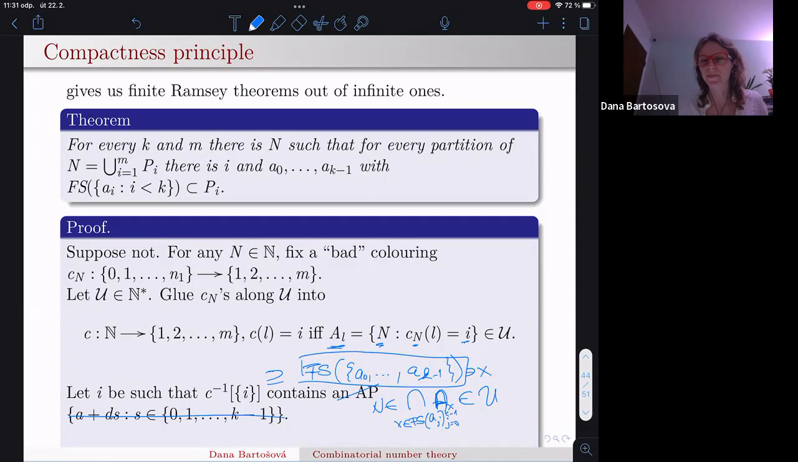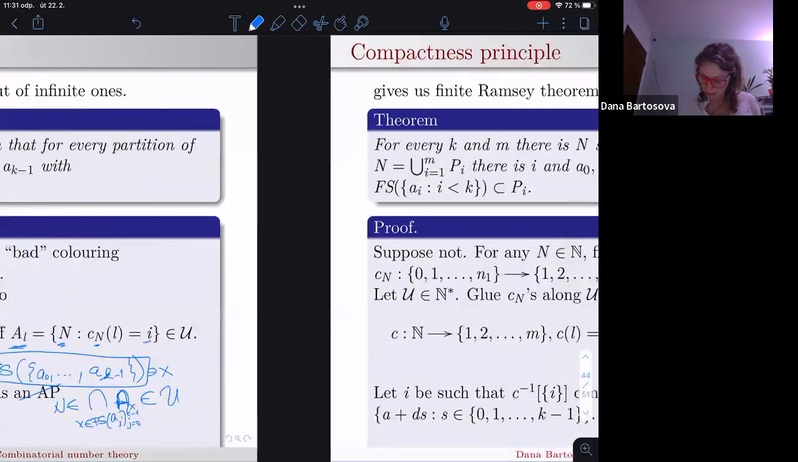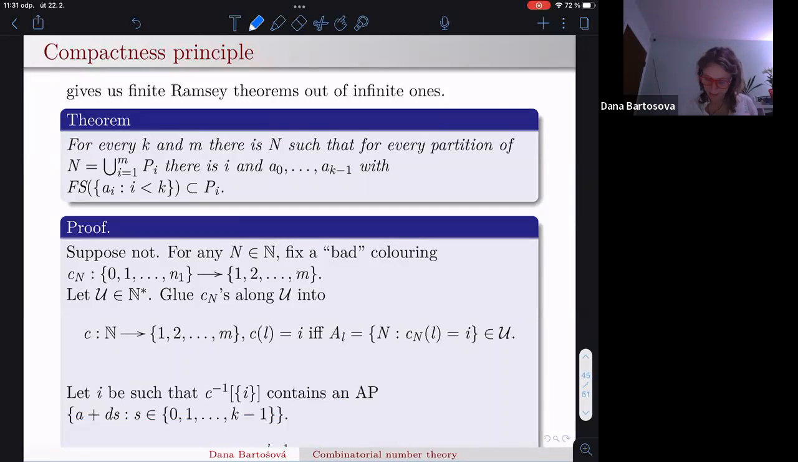Any questions? I'm sorry for the mix-up. It seems that I did not delete this part, and I did continue writing. So it's there.